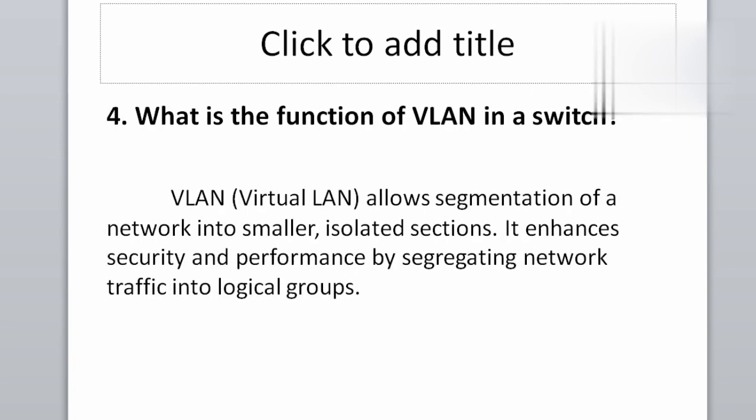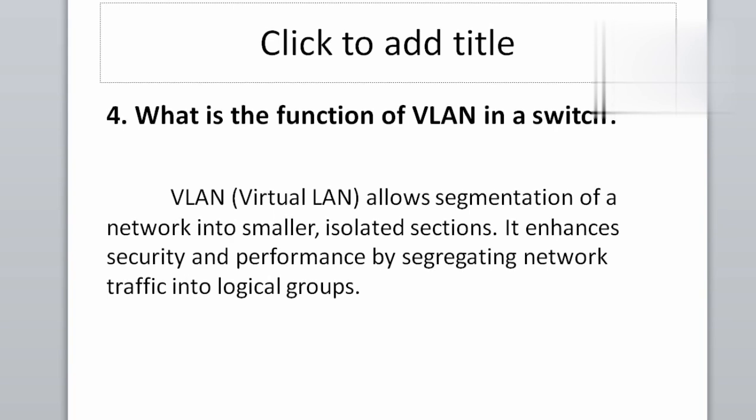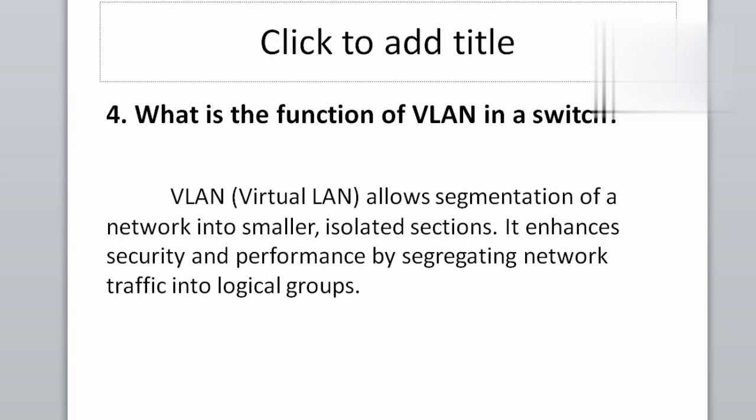Fourth question is, what is the function of VLAN in a switch? VLAN means virtual LAN. It allows segmentation of a network into smaller, isolated sections. It enhances security and performance by segregating network traffic into logical groups.